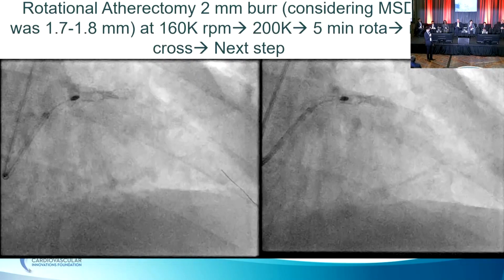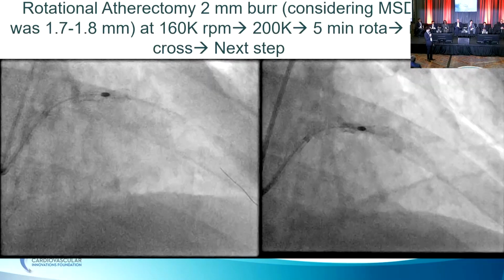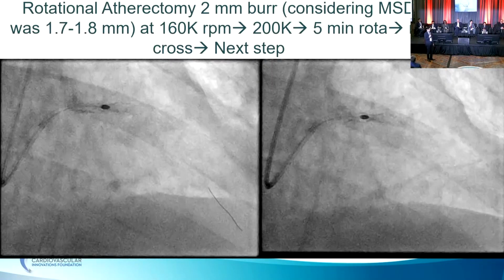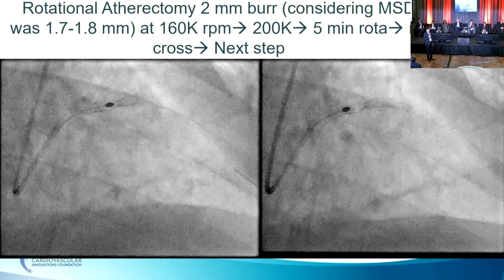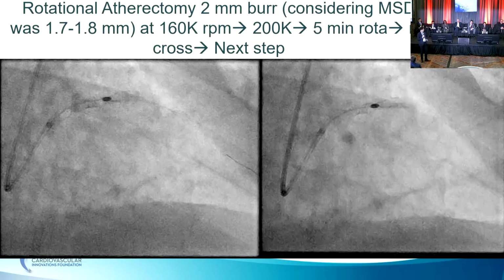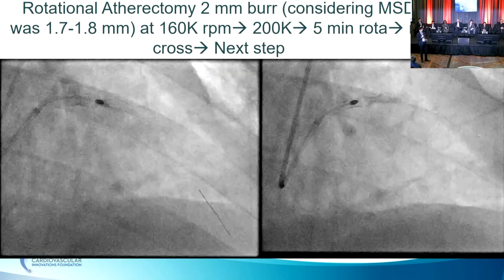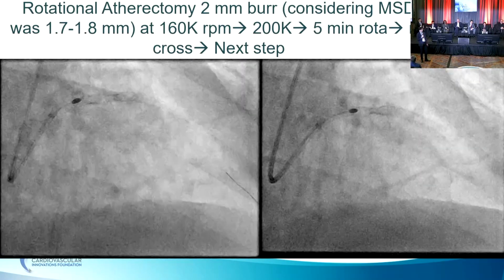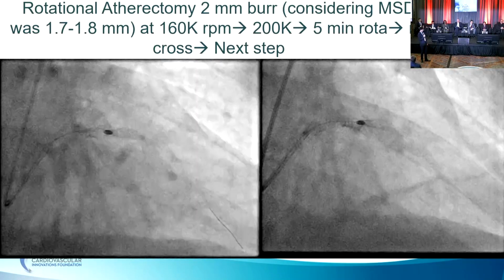So as Stefan pointed out, the minimal diameter was 1.7, so we took a 2 millimeter burr. And initially started at 160,000. Usually for stent ablation, you need higher speeds. Quickly went up to 200,000 rotations per minute. Did 5 minutes of Rota, and the Rota did not cross.